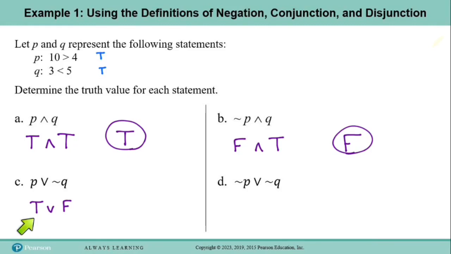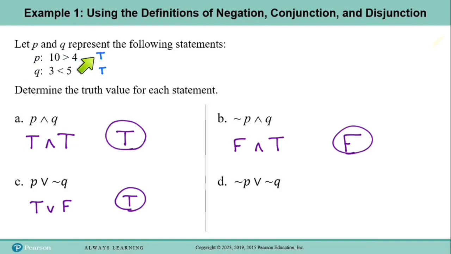So we have a true statement, or false statement. Now we know that with the OR connective, the overall statement is true if one or both of the components is true. So one of these components is true, and therefore the overall statement is true. Then on part D, we have not P or not Q.